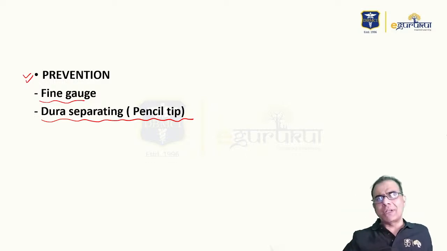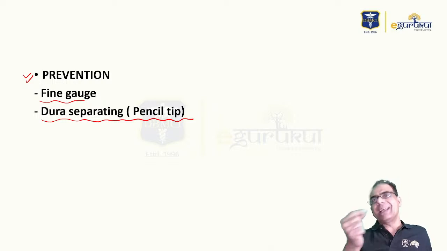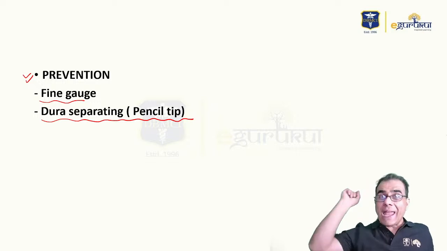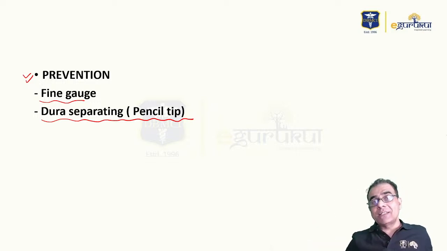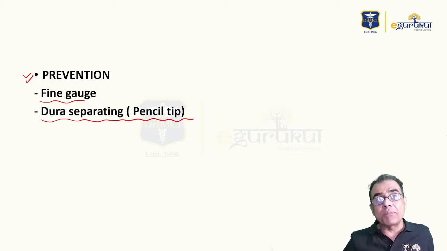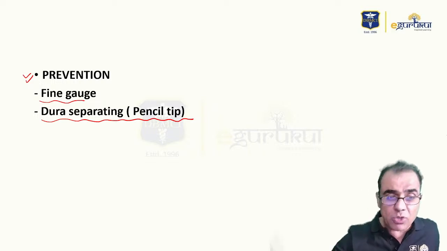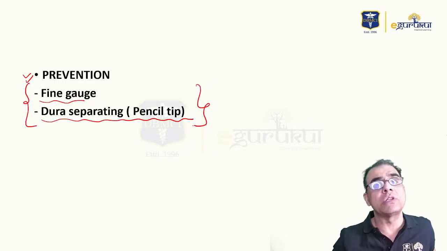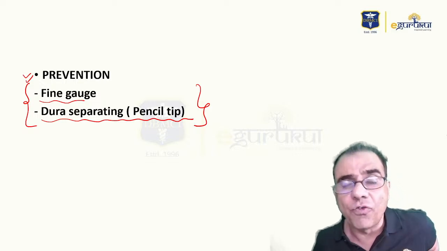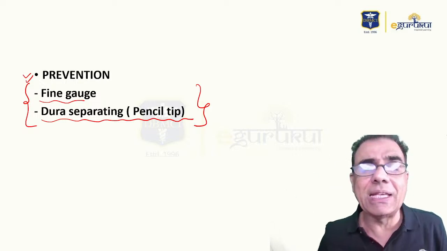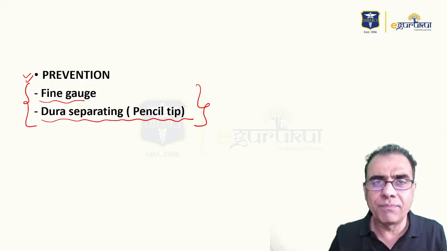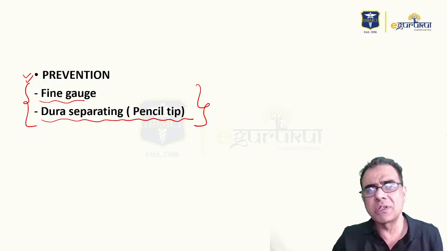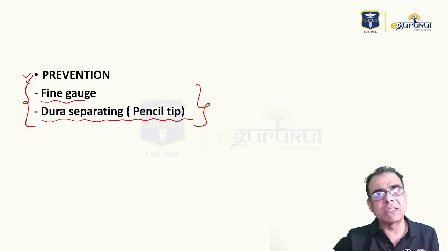So if you use a 26 gauge dura separating needle, the incidence of post-spinal headache may be just 1% to 2%, while if you use an 18 gauge dura cutting needle, this incidence can go as high as 70-75%. So this is the single most important reason why the incidence of post-spinal headache has been so drastically reduced nowadays, because nowadays we are using very fine gauge pencil point needles. Like, if I remember, in the last 5 or 6-7 years of my practice, I never used a needle size more than 25 gauge.